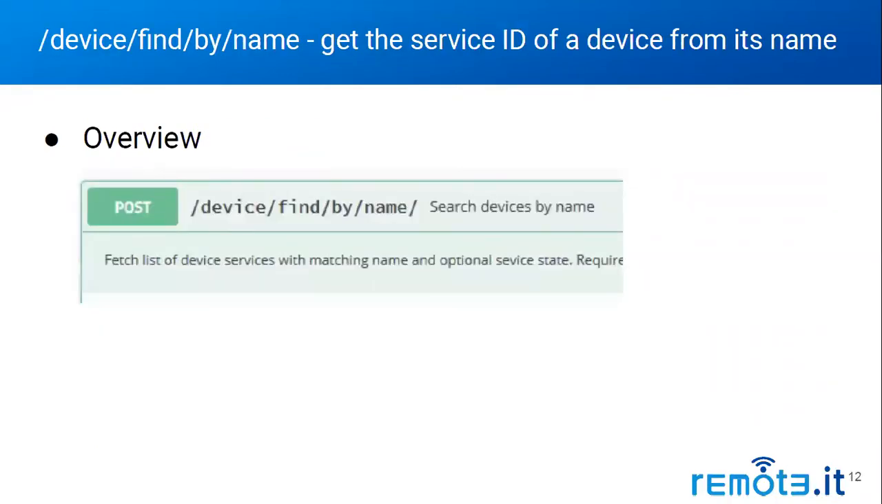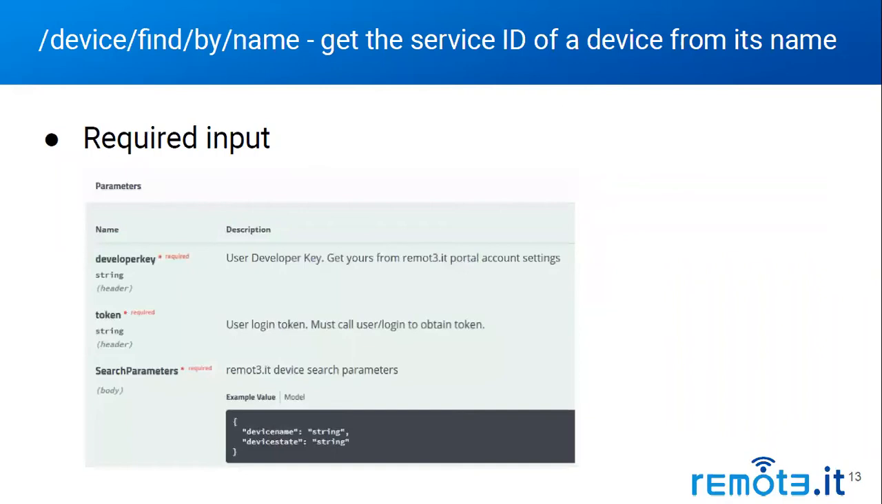Next, the device find by name API endpoint. Again, it takes a developer key and a token. And then for the search parameters, you're going to put in the device name. And the device name is actually the service name. Again, this is sort of a terminology discrepancy that you'll need to be aware of. In the web portal, we refer to these things as services, but the metadata that's been defined refers to this as a device name. So you put the actual name that you gave it when you set it up here. And device state, since we're going to be trying to connect to it, you'll use active for the state.